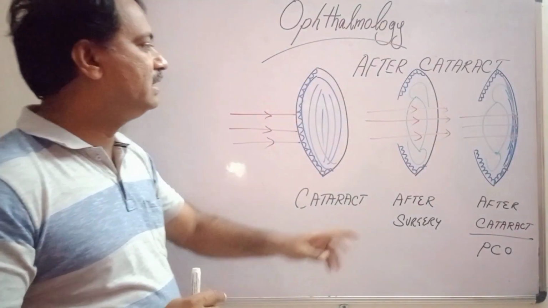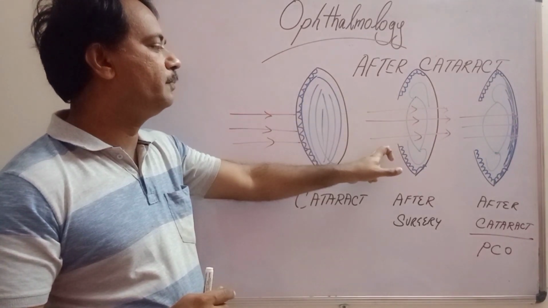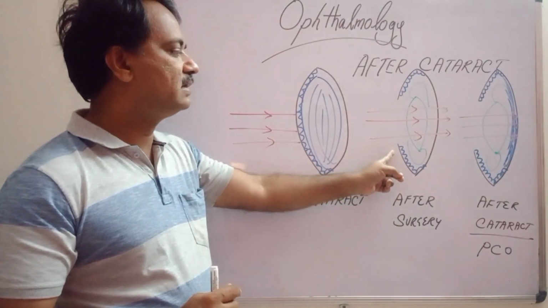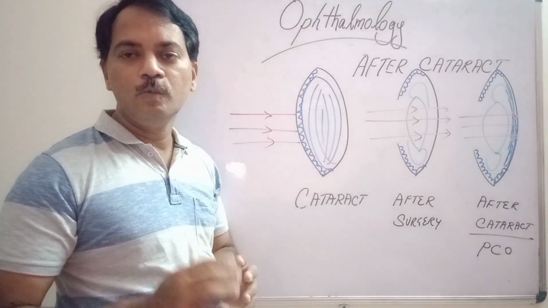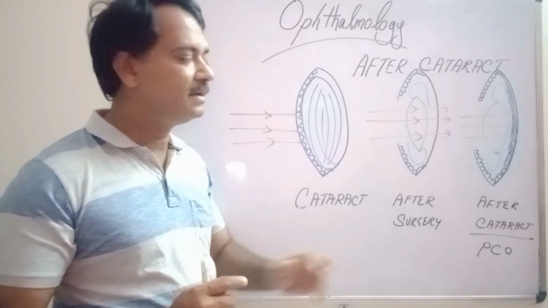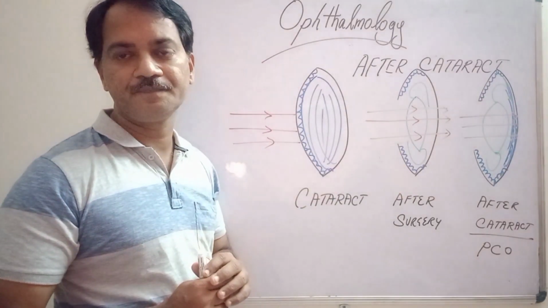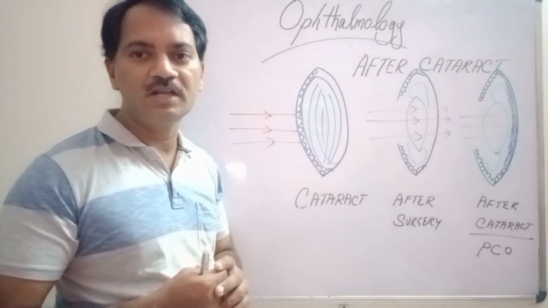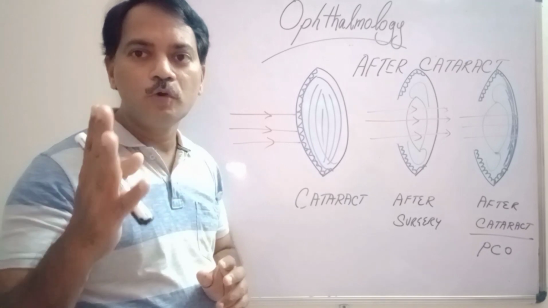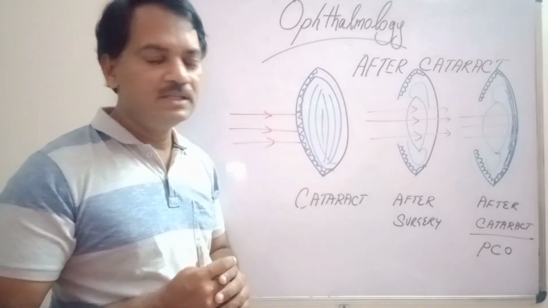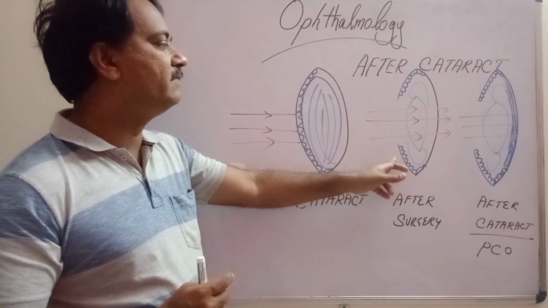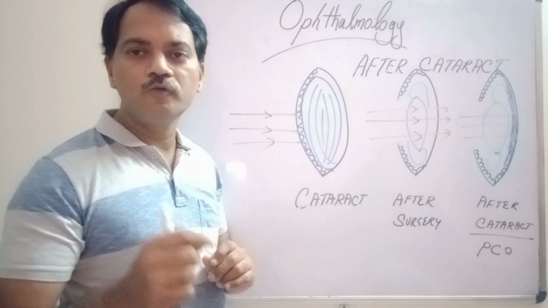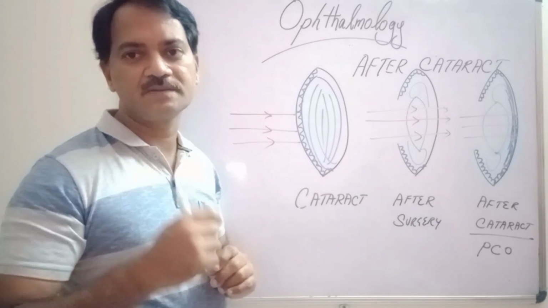During cataract surgery, we remove only the central portion of the anterior capsule. Because of that, this lens epithelium will still be there in the periphery of the anterior capsule. This lens epithelium has the capacity to reform the lens fibers throughout the lifetime. Even after doing a cataract surgery, they start to form new lens fibers.